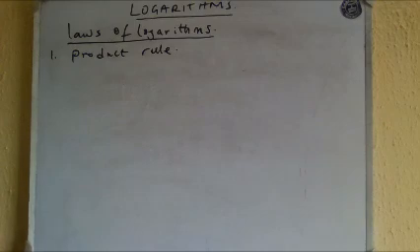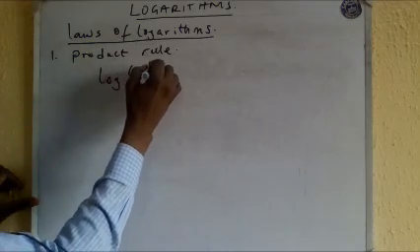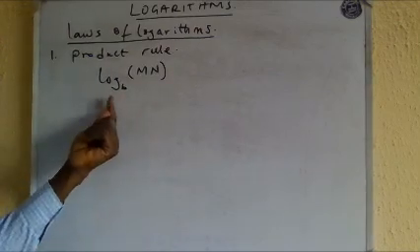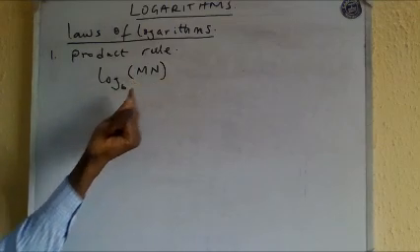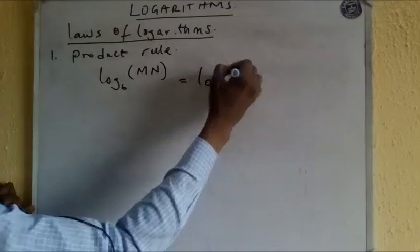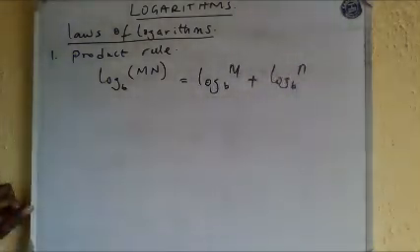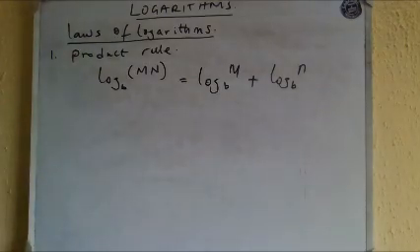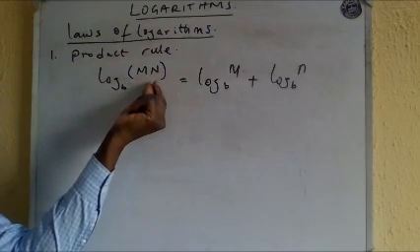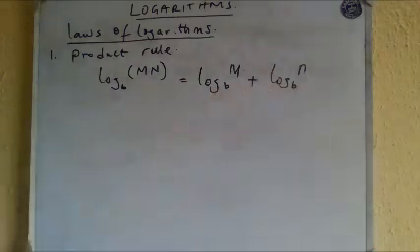If you have log of the product of m times n to base b, it is written as log m to base b plus log n to base b. That is the product rule. The product rule states that if you have two factors multiplying each other, you can split the factors, take the log of each of them, and add them.